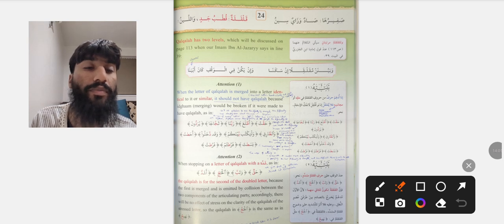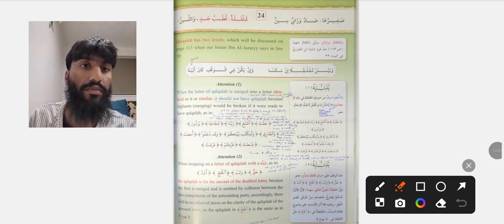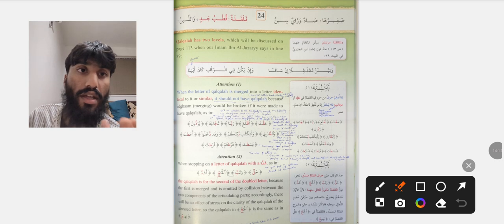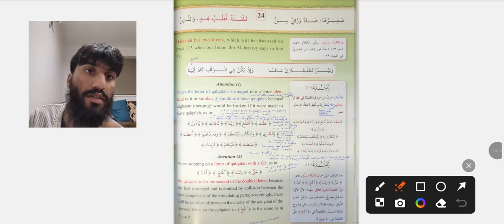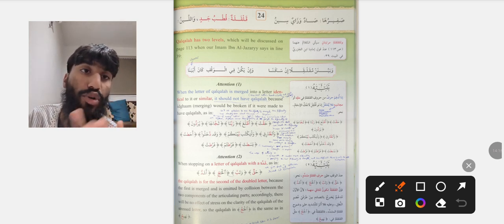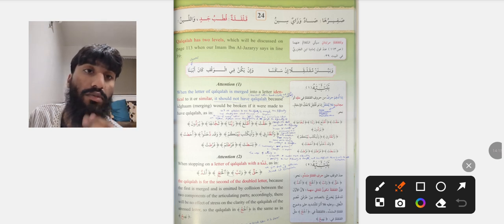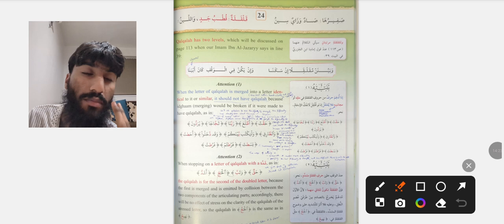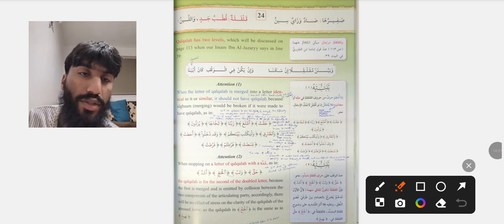Now, attention point. When a letter of qalqala is merged into a letter that's identical or similar, it shouldn't have qalqala, because idgham would be broken if it was made to have qalqala, right? Because if you have a merged letter, look, if you do qalqala, you can't then merge into the next letter.